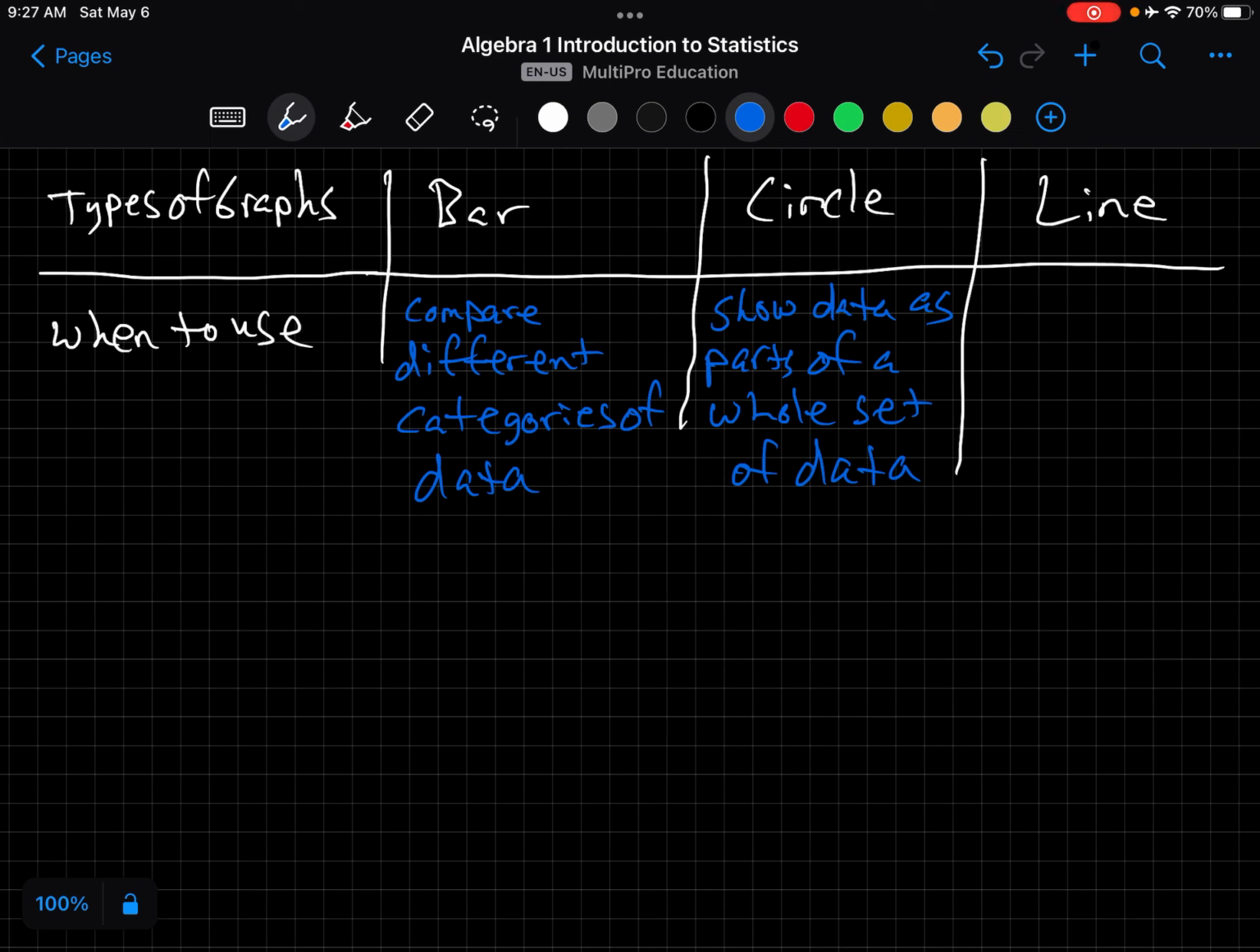And then, when do we want to use a line graph? When we want to show the change in data over another variable. And again, this text I'm working from says over time, but it could be any other variable.